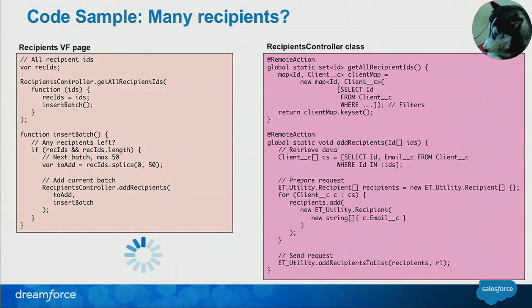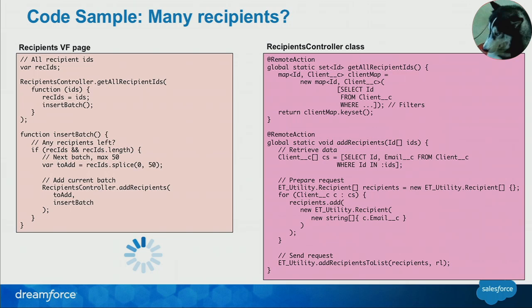So the problem arises if we have a lot of recipients. If we have a few thousand recipients, we will hit some limits. The first limit we will hit is the ExactTarget limit. ExactTarget recommends up to 50 records in a single API call. If we then chunk the recipients into batches of 50, we will soon hit the Salesforce limit of a maximum of 10 HTTP callouts in a single execution context.